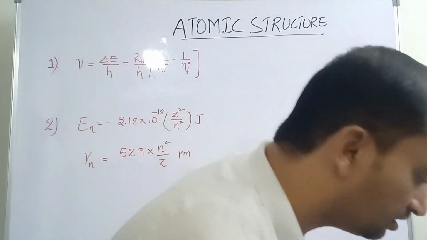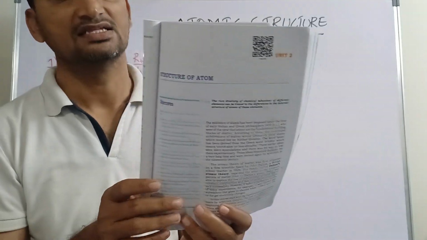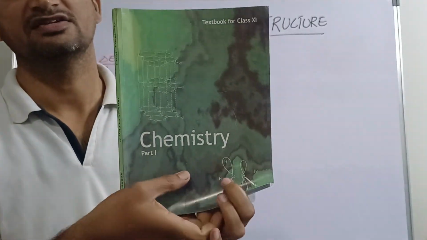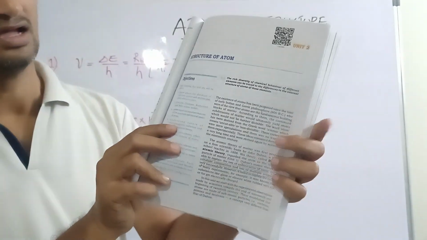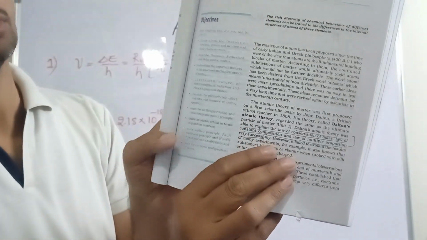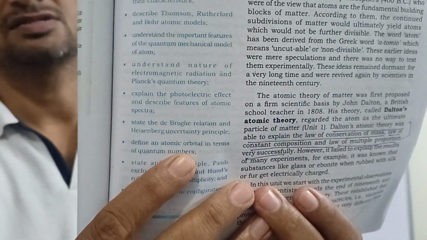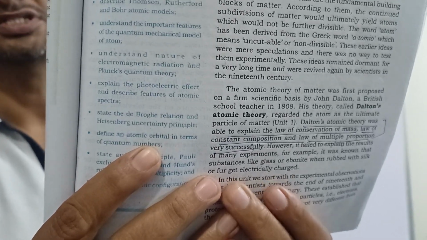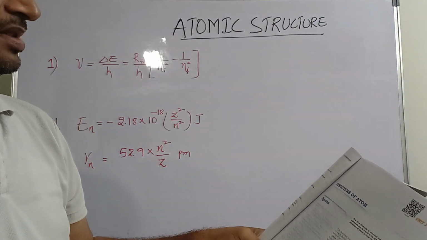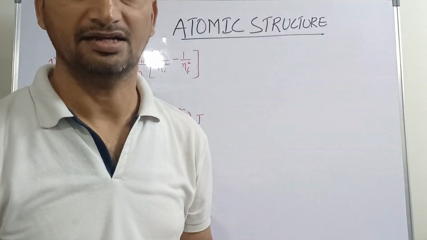Now we'll see from where they have taken this. This is the structure of atom, otherwise atomic structure, in the NCERT textbook. This is the first year, part 1. इसमें this second unit है, atomic structure. If you see the second para only, it is clearly mentioned: Dalton's atomic theory is able to explain law of conservation of mass, law of constant proportions, law of multiple proportions. So this is a direct bit they have asked from the structure of atom. That is the first question.